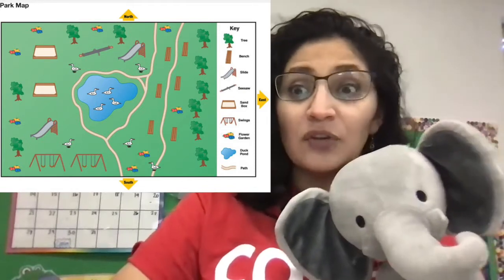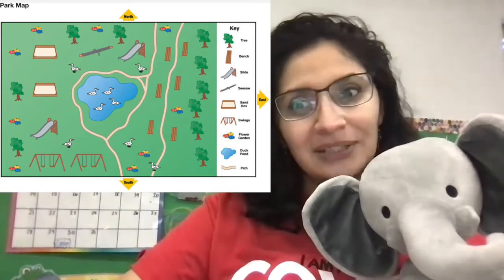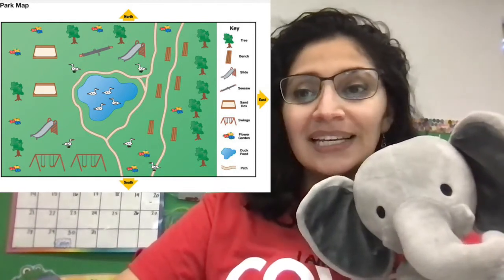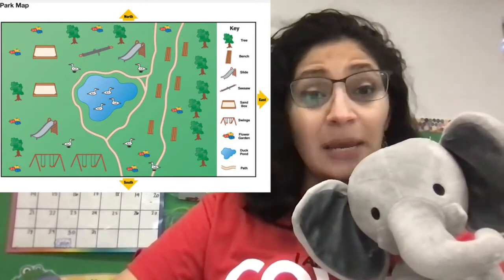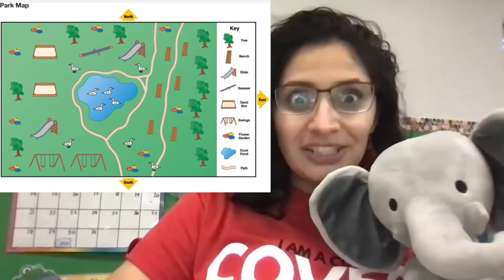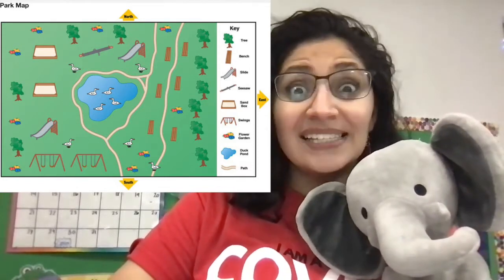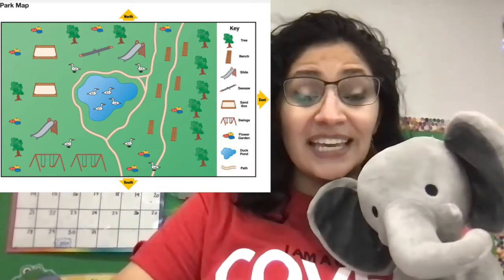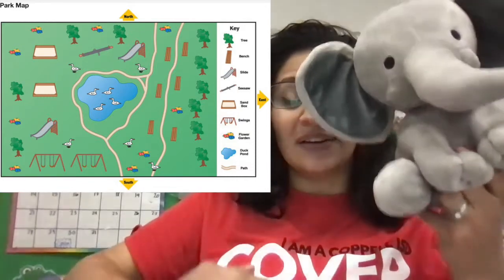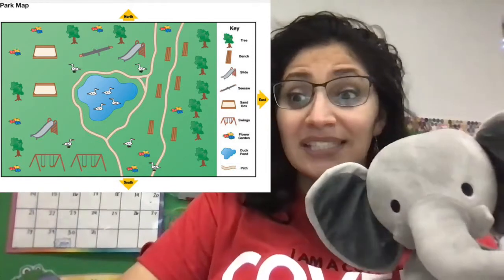in our key. So the first one is a drawing of a tree, and the word next to it is a tree. The next one, it's a picture of a bench, the type that you find at the park, kind of like the ones we have here at Wilson. And then the word bench. And then we have a slide. And then the word slide, a seesaw. Friends, a seesaw is a game where one goes up and the other goes down. And then the other goes up and the other goes down, just like that. And then next to it, it says seesaw.